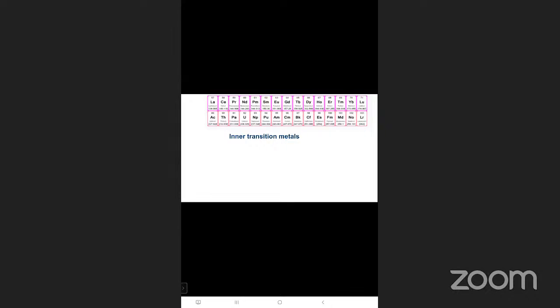We can call these the inner transition metals. All the F block elements are also metals. So we have S block elements as metals, D block elements are also metals, and these F block elements are also metals. We can also call these inner transition metals.